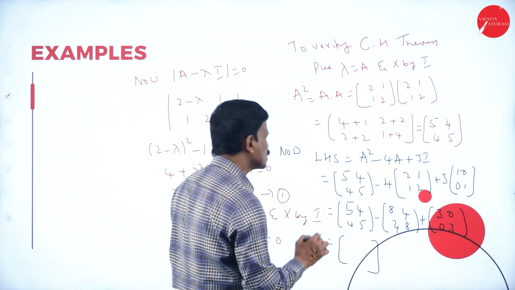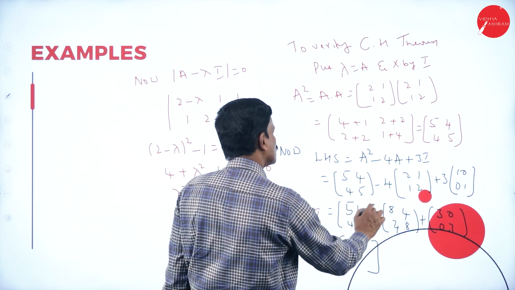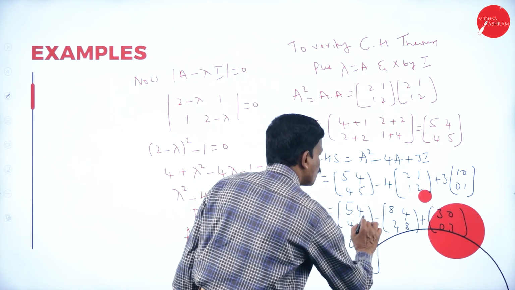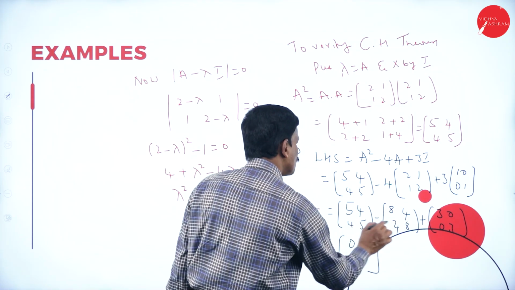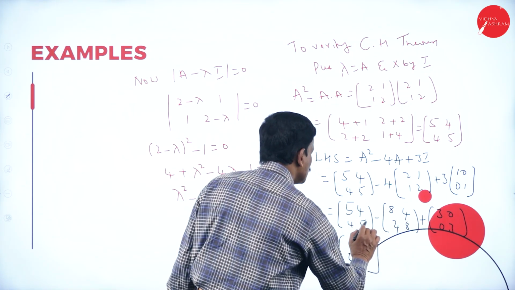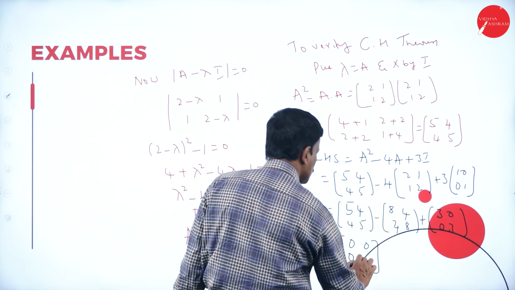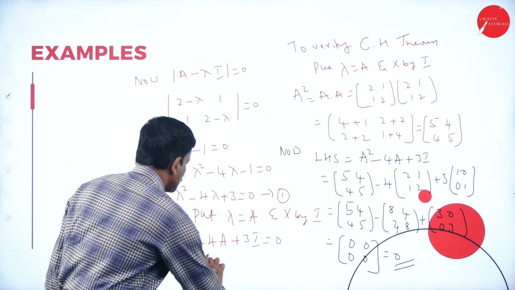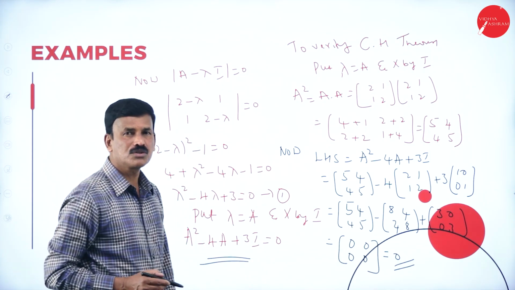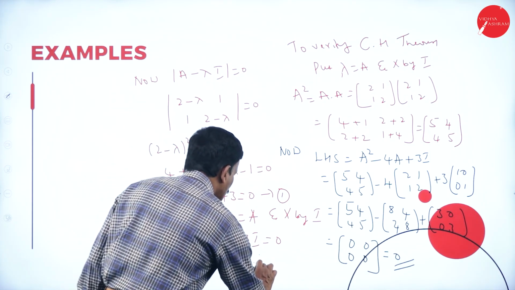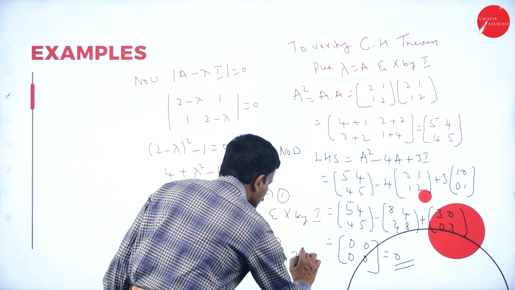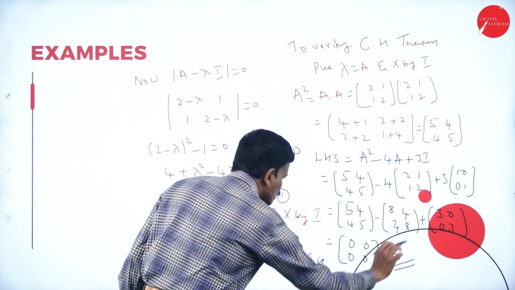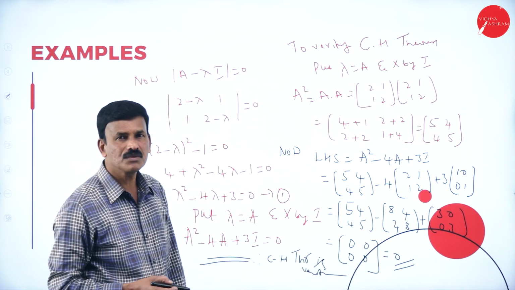If we simplify this, 5 minus 8 is minus 3, plus 3 gets cancelled, 0. 4 minus 4 is 0 again, 4 minus 4 is 0 again, 5 minus 8 plus 3 is equal to 0. That means A square minus 4A plus 3I is equal to 0. Therefore, Cayley-Hamilton theorem is verified. That's it.